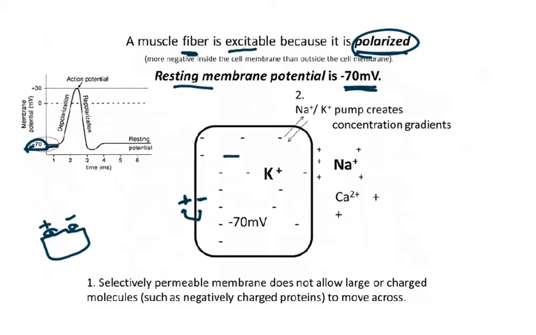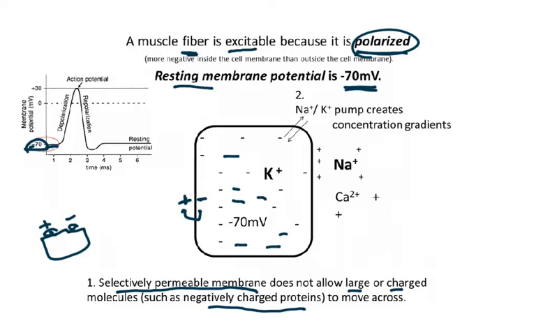And the reason it is negative, there are going to be several things. One, because of the selective permeability of the membrane, large and charged molecules can't move across. And inside the cell, there are lots of slightly negative proteins. All those myofibrils are slightly negative. So that gives the inside of the cell a large negativity, because we have negatively charged proteins that are big and trapped inside the cell.